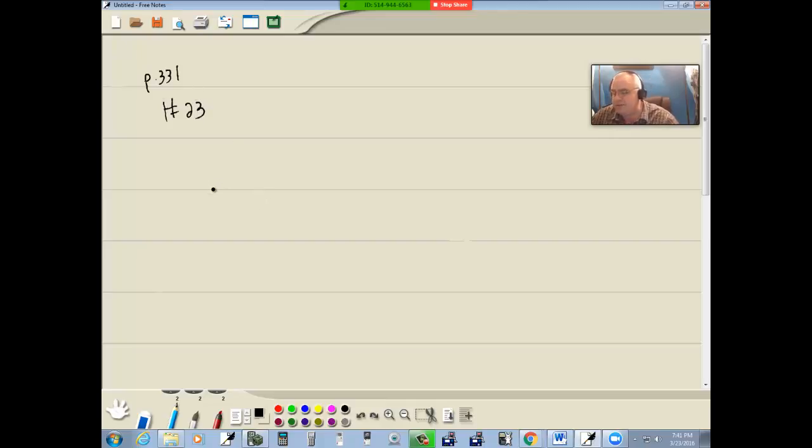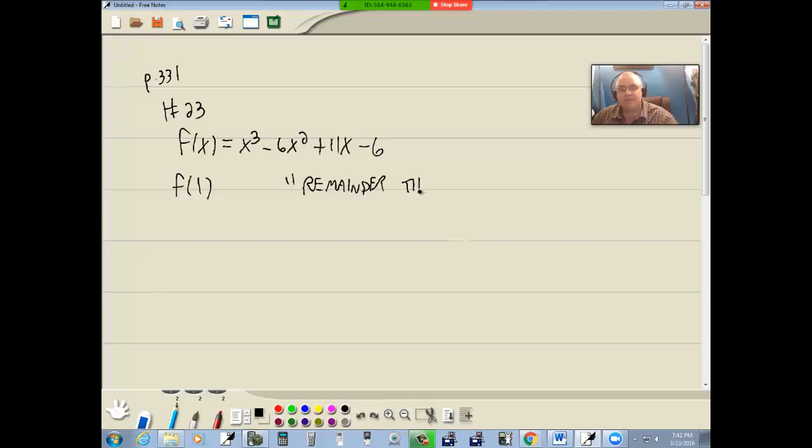And they say use synthetic division to find the function values. So we have f of x is equal to x to the third minus 6x squared plus 11x minus 6, and we want to find f of 1. This is officially called the remainder theorem. Let's go ahead and do synthetic division, and I'll tell you what the remainder theorem tells us.